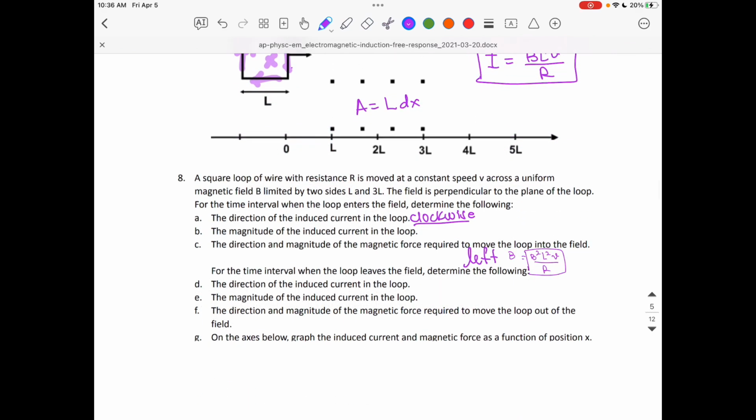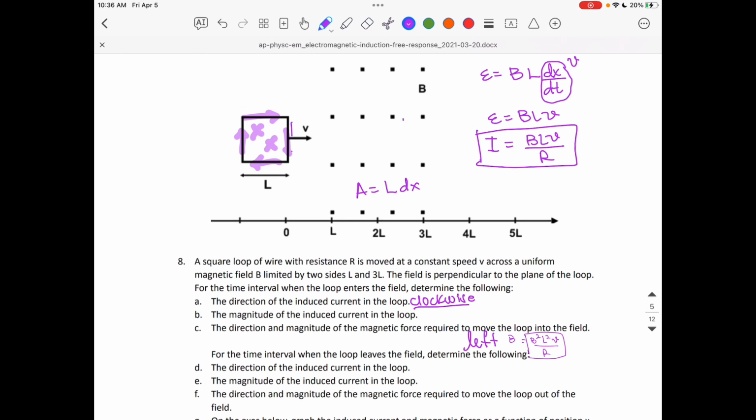Okay, so now we're looking at the time interval when the loop leaves the field. Determine the following: the direction and magnitude of the induced current in the loop. So we've got a loop here, and now it is leaving the field. What we notice is that when it was in the field, we had a full magnetic flux out of the page, and now that loop is leaving, that magnetic flux coming out of the page is going to decrease.